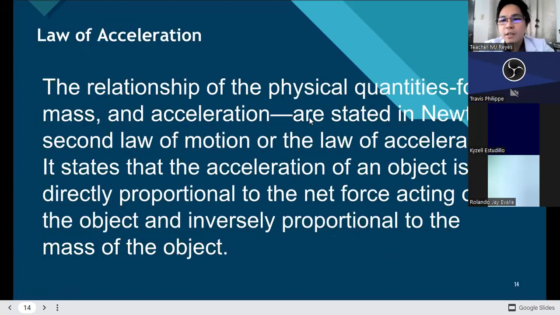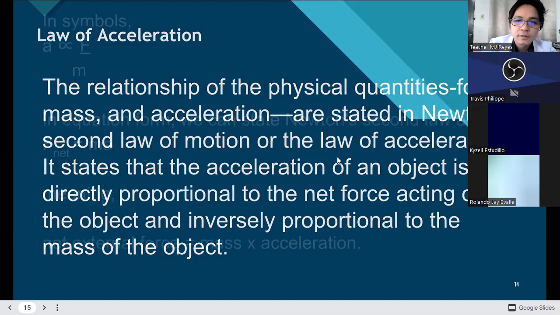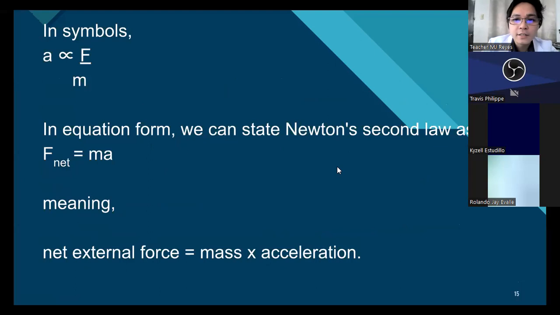Again, the relationship of the physical quantities force, mass, and acceleration is stated in Newton's second law of motion, or the law of acceleration. It states that the acceleration of an object is directly proportional to the net force acting on an object and inversely proportional to the mass of the object. Okay, this is the formula. RJ, it is stated in the formula. Just look at the formula and you can understand the second law of motion by Newton: acceleration is directly proportional to force and inversely proportional to mass.